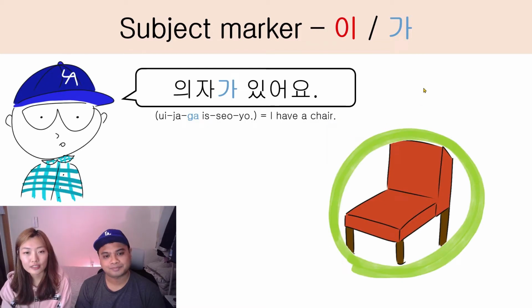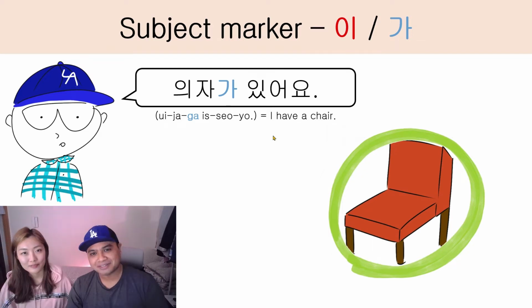So here's an example sentence. 의자가 있어요. 의자가 있어요 means I have a chair, because 의자 finishes with a vowel, you use 가. 의자가 있어요. Easy, right? Let's go to the next example.